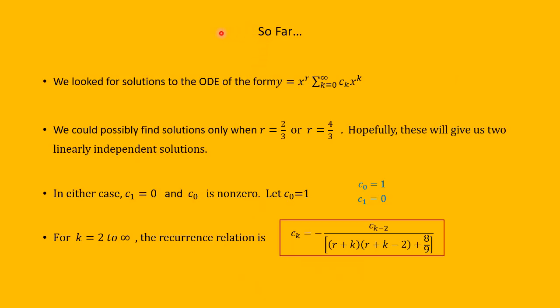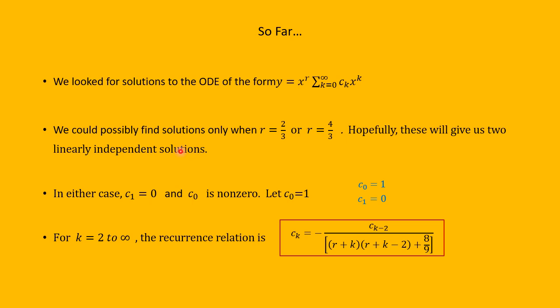So here's where we are so far. We looked for solutions to the ordinary differential equation of the form y equals this series. This is often called a Frobenius series. We saw that we could possibly find solutions only when r is 2/3 or r equals 4/3. Hopefully we can find two solutions and they'll give us two linearly independent solutions.